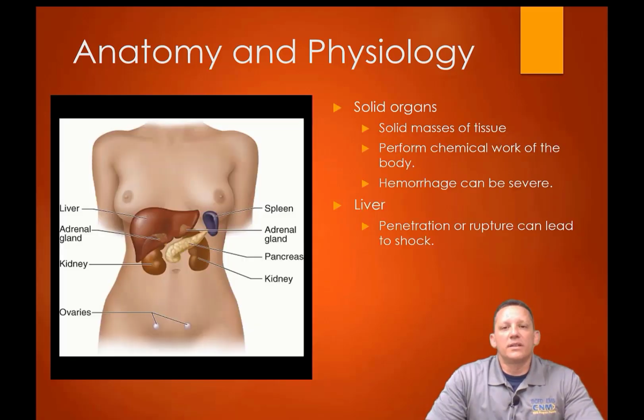Now, switching gears over to the solid organs. Solid organs perform chemical work in the body, and they are significantly vascular. If you damage one of these particular organs, there can be significant bleeding. I mean, we could just basically call that an uncontrollable hemorrhage, and it's a life-threatening emergency right now.